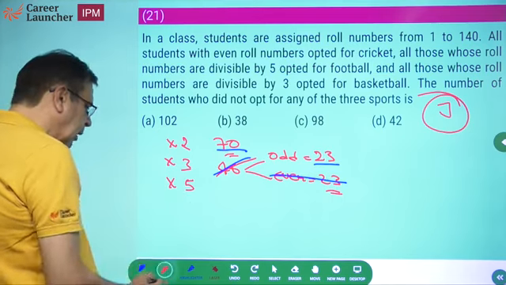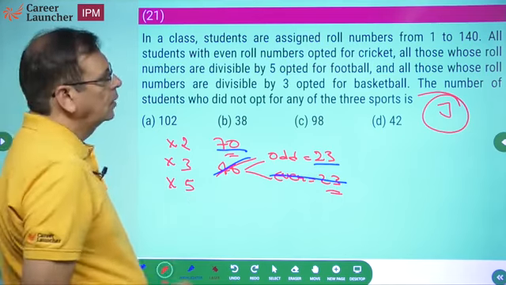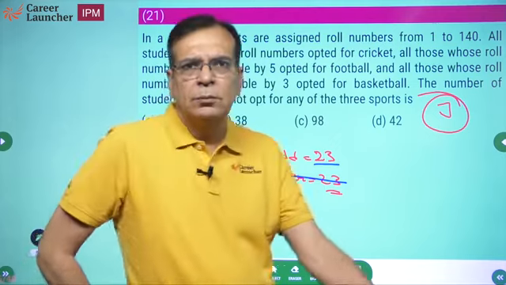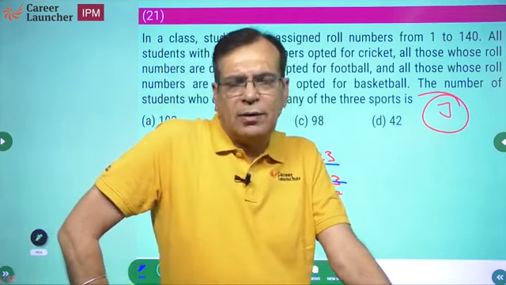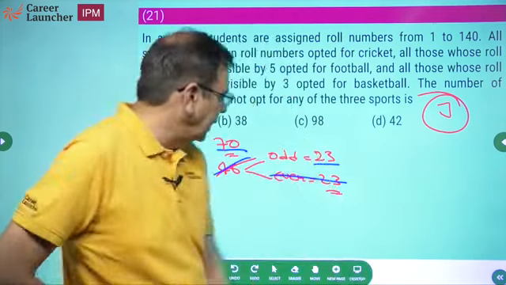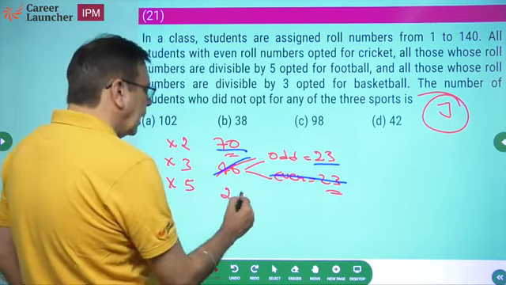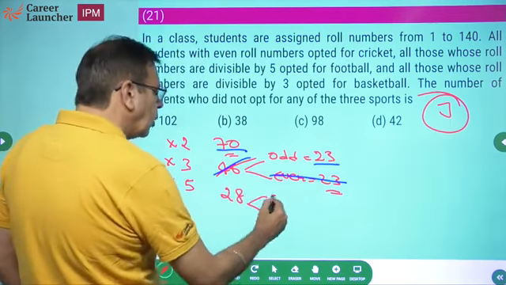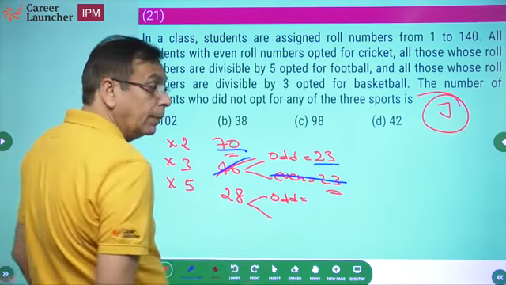Similarly, how many multiples of 5? 140 by 5 is same as 280 by 10, so 28. Okay. And again same, out of these odd are going to be, how many odd?